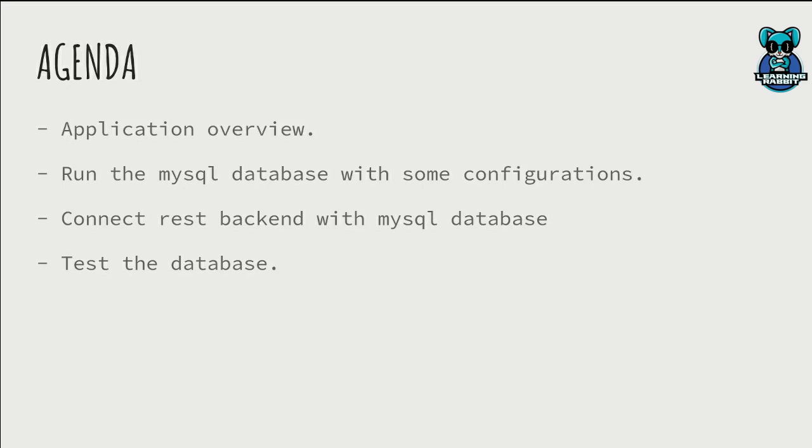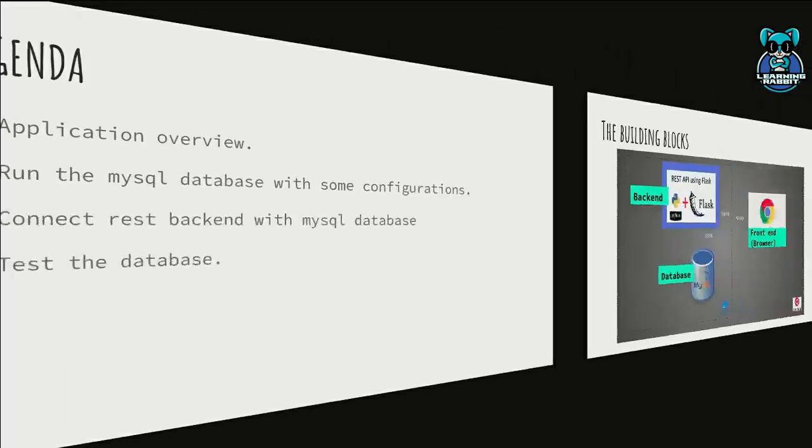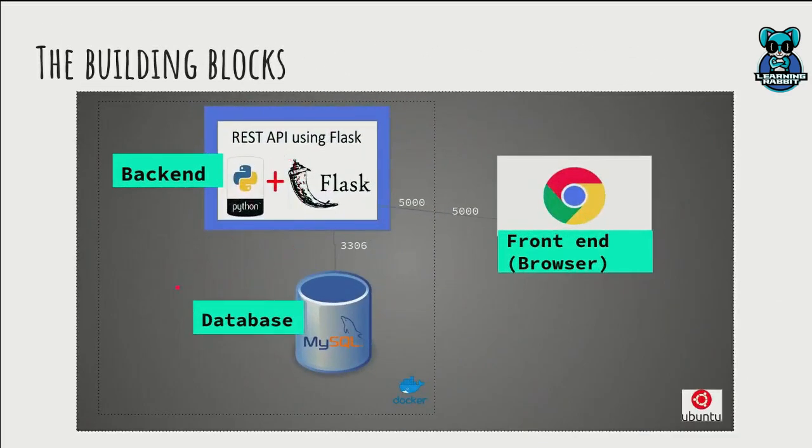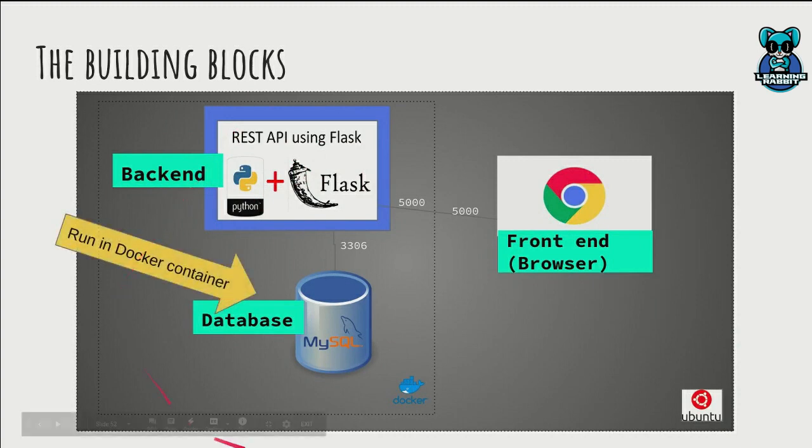So let's see the application overview and see what we have done so far. In the last lecture, we created this blue box, which is containerizing the REST API. We did this in the last lecture. Now we have to run this in a Docker container, and we'll have to run MySQL in a Docker container. At least for this tutorial, we don't need to do any coding for that. We'll just pull the MySQL image from the Docker registry and run it with some configuration. That's how configurable the MySQL image is.